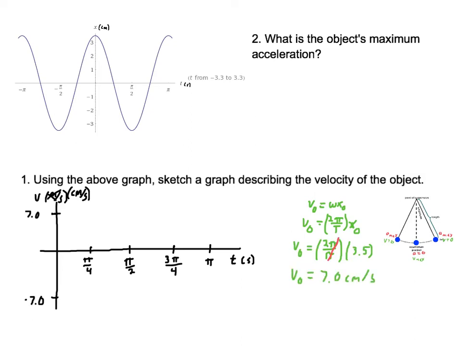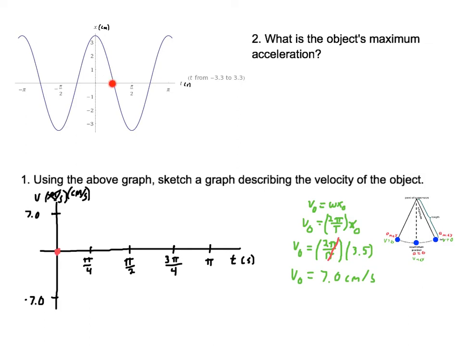So as you can see, I'm going to oscillate between, in my velocity graph, 7.0 centimeters per second and negative 7.0. Those are going to be my amplitudes. Now I need to actually translate the graph over. Remember, at the amplitude, the velocity is 0. So the first point I'm going to put here is at the 0, because whenever the displacement at t equals 0, I'm at my amplitude, so my velocity should be 0.